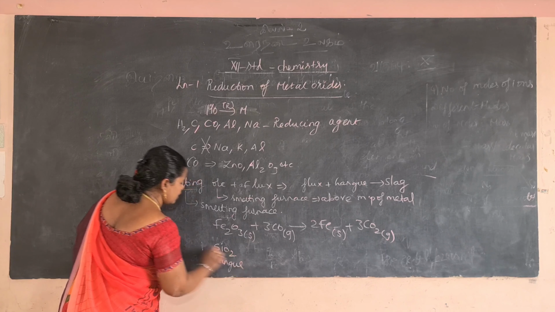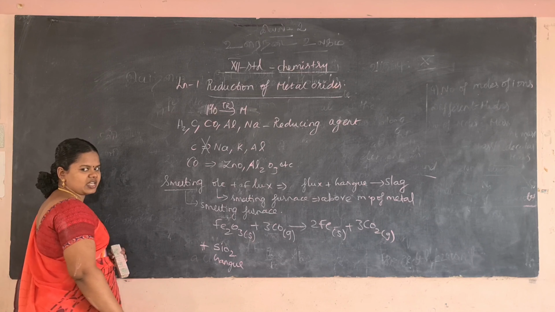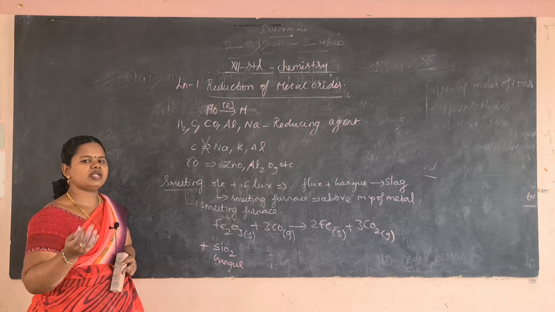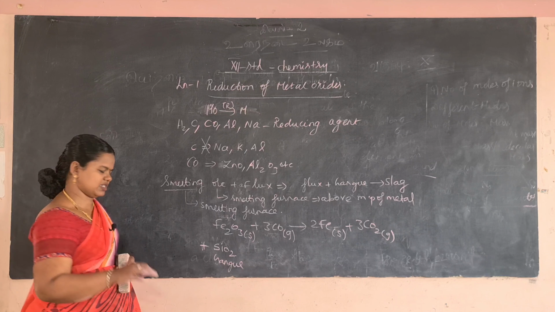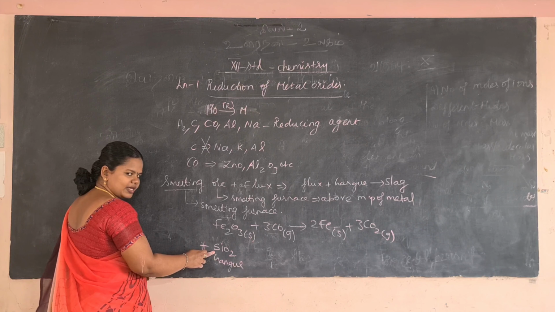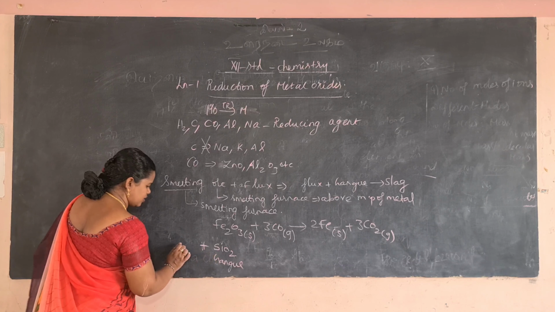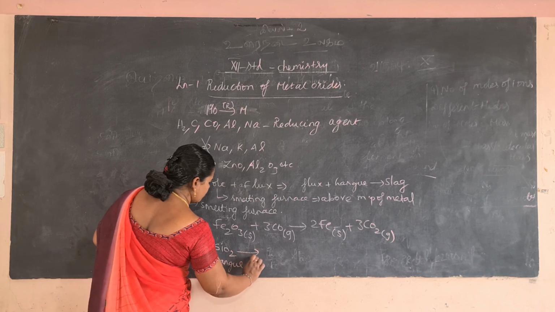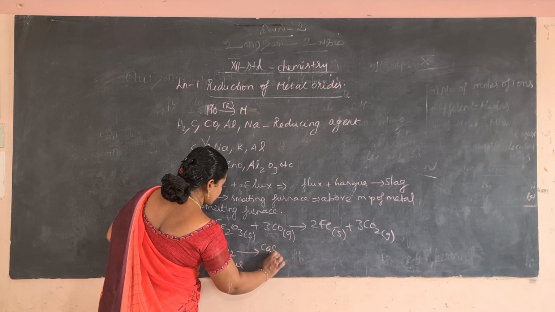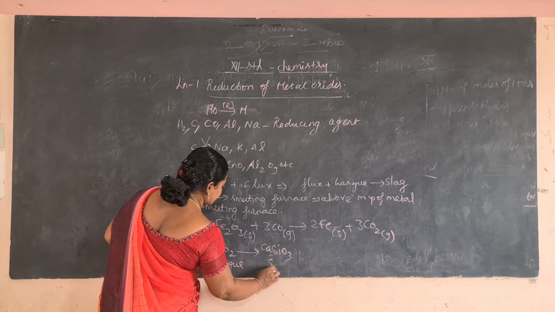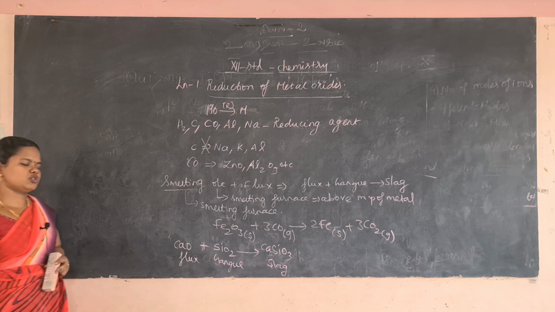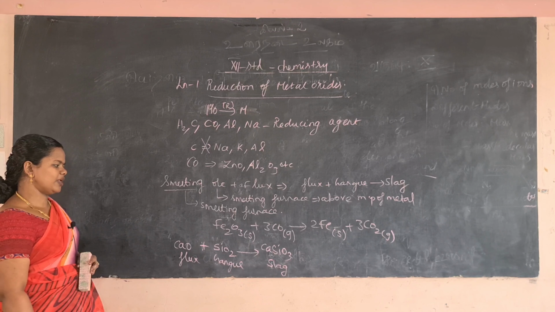we want to remove this gangue, so we will add a basic flux. If the impurity is acidic, we will add basic flux. If the impurity is basic, we will add acidic flux. So here the impurity like silicon dioxide, which is acidic, is present. We are adding a basic flux, CaO. So flux plus gangue will give slag, that is CaSiO3. It is only an addition product, slag. So these are the two steps that occur in smelting.